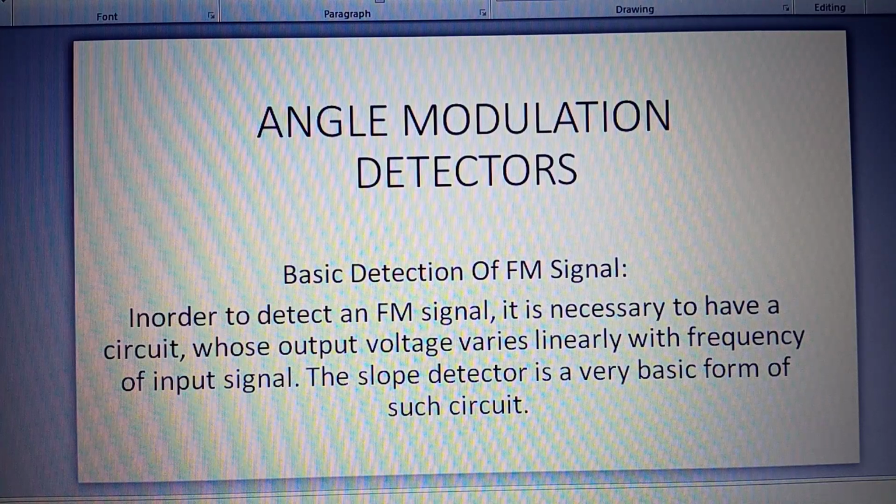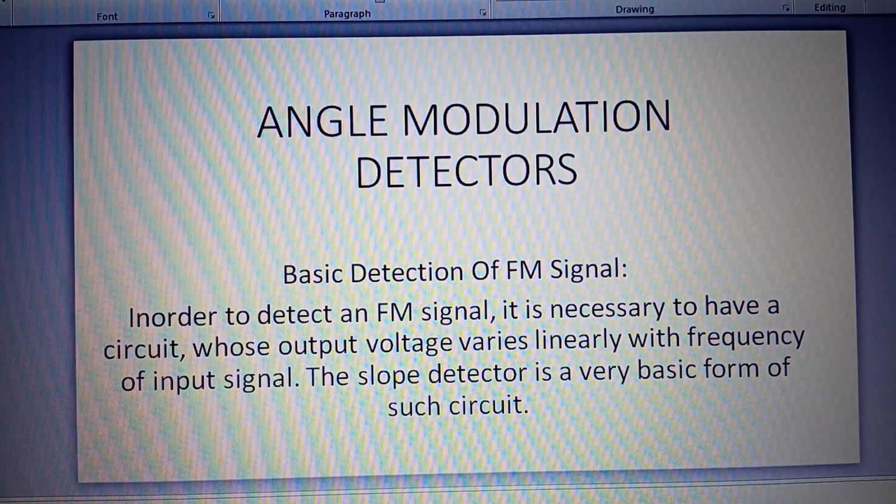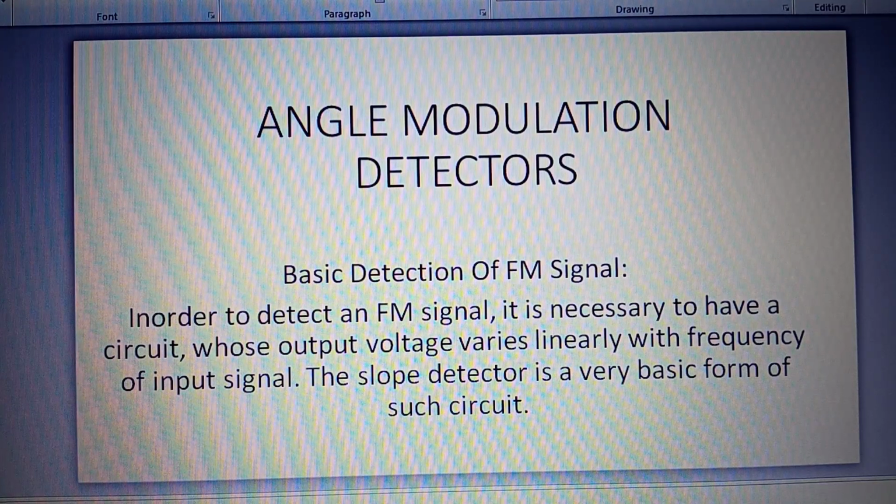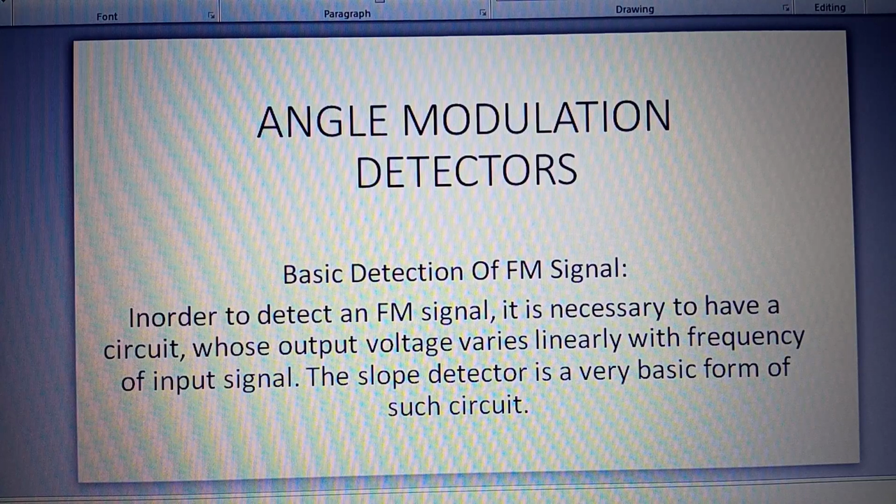In order to detect an FM signal, it is necessary to have a circuit which should give us back the modulating signal from the FM modulated wave. So this circuit should be one whose output voltage varies linearly with the frequency of the input signal. The slope detector is a very basic form of such a circuit that we can use for demodulating an FM signal.